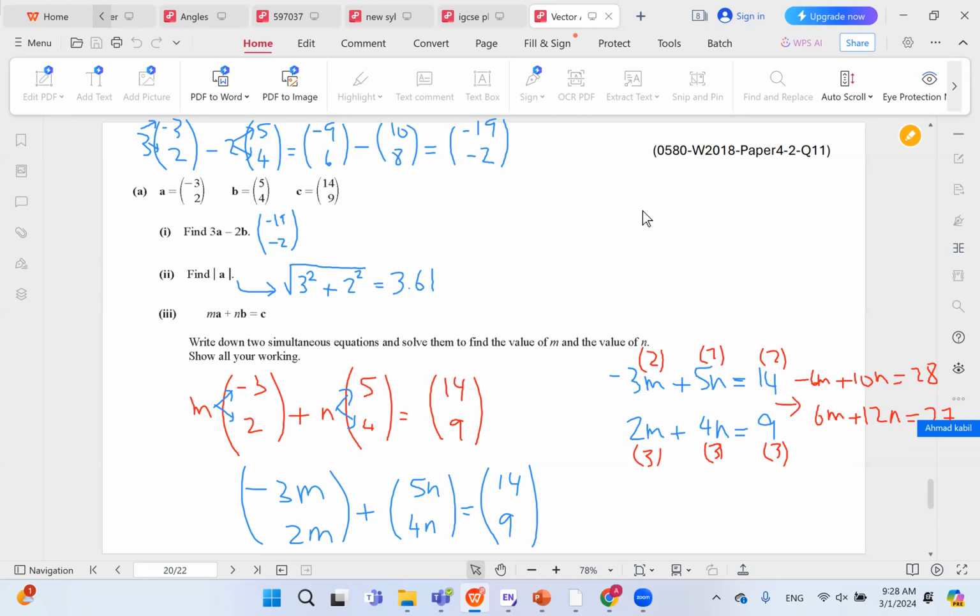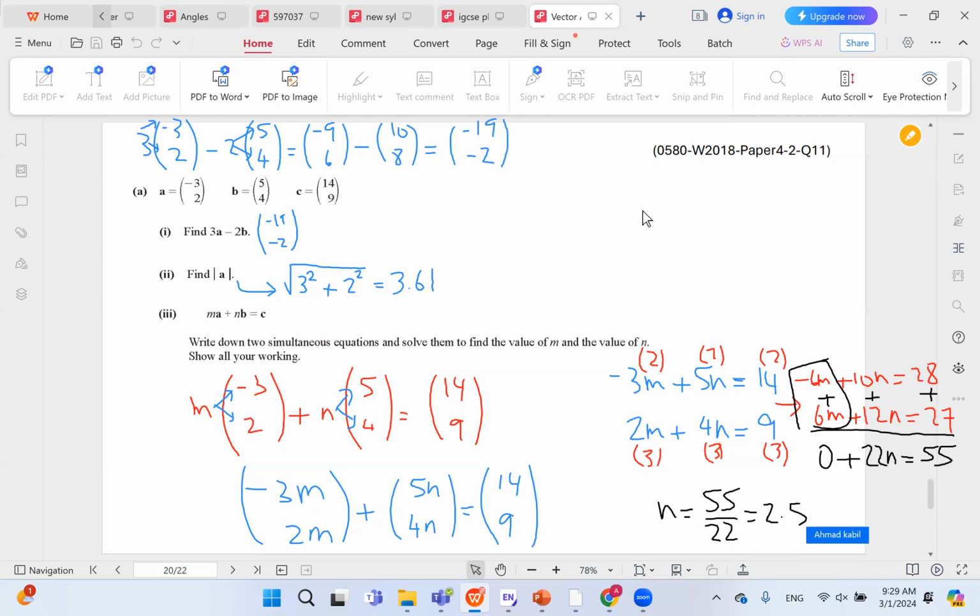Now let's add the two equations together vertically. So negative 6m plus 6m gives us 0. And then 10n plus 12n, we get 22n equals 28 plus 27, and that gives us 55. So therefore, the value of n would be 55 over 22, and that would give us 2.5.